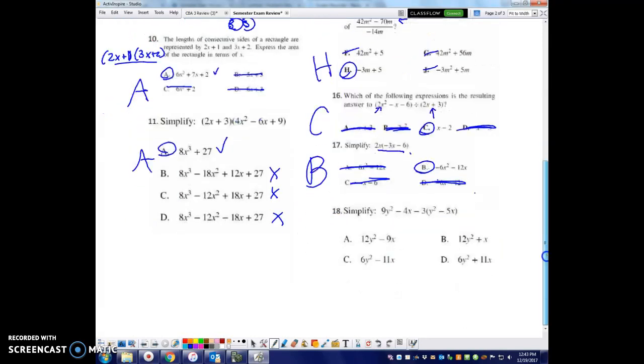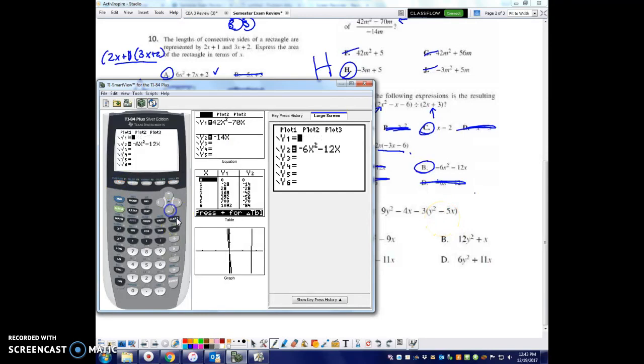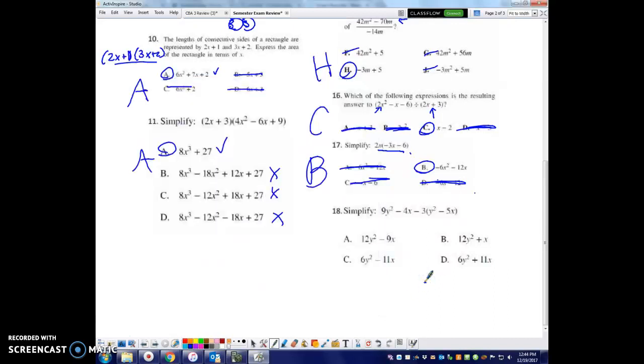All right, number 18. Simplify this. Same thing. We type it into y equals. Oh, we can't type it into y equals because it has a y and an x. So this one you actually have to multiply. Here we go. So we already have 9y squared minus 4x. This negative 3 is multiplied here. So negative 3y squared. Negative 3 times here. So positive 15x.